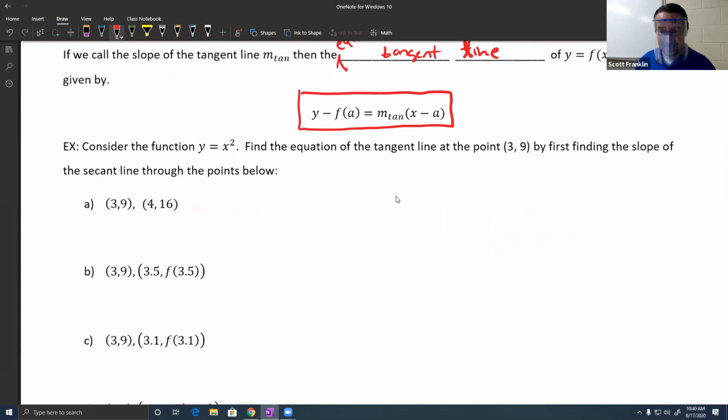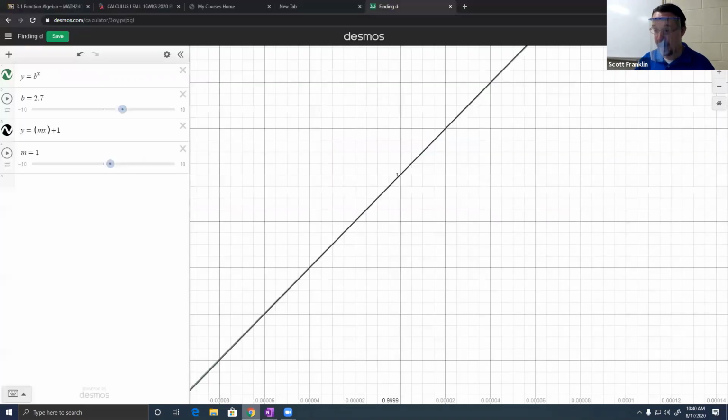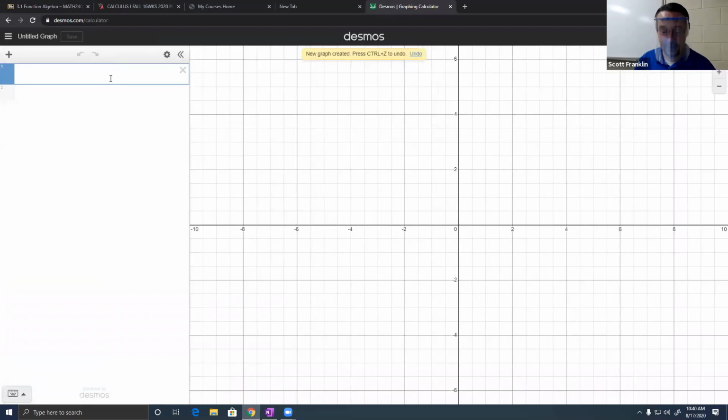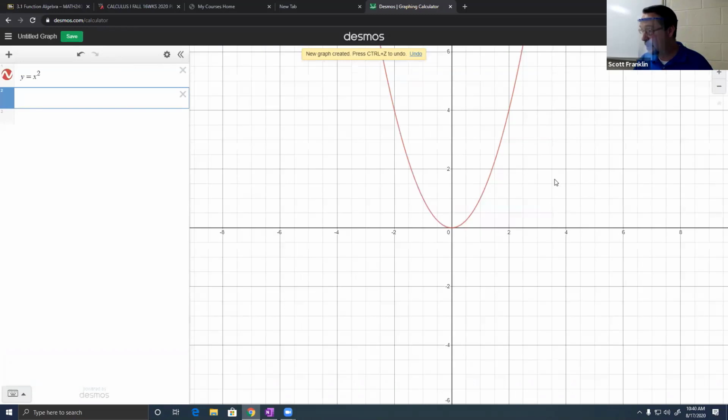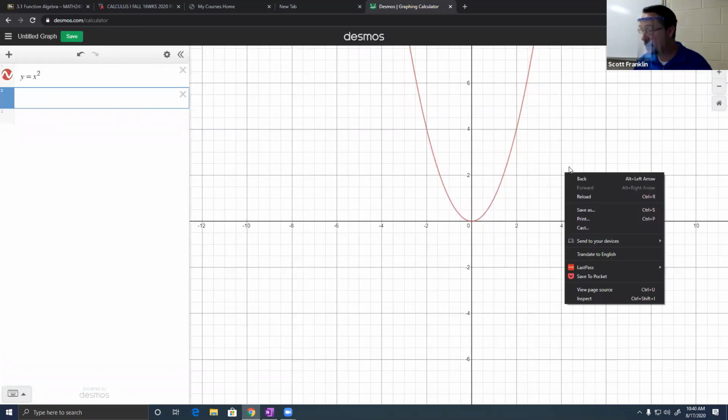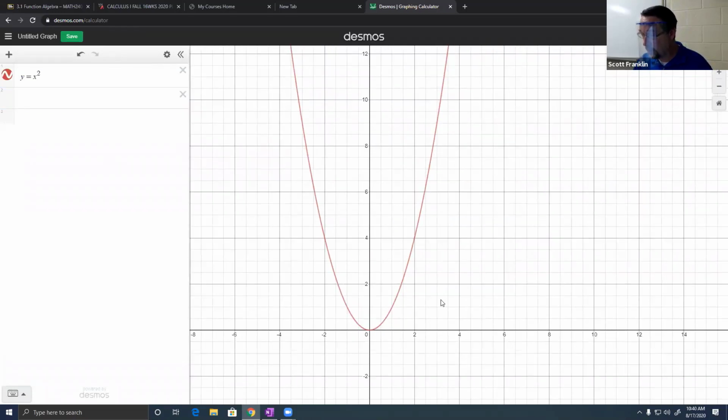If I went back to Desmos, for example, I could graph this curve, grab a new blank graph and say y equals x squared, right? And at 3, 9, it's over here, 3, up at 9, this point right there. Close enough. 3, 9 is where I'm trying to find the tangent line. I want to find the equation of the tangent line right there.